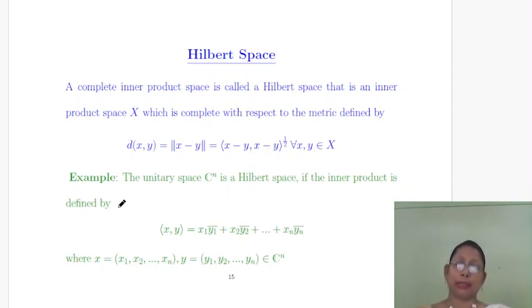Next, take an example of Hilbert space. Consider the unitary space Cn. This is a Hilbert space with respect to the inner product given by this: inner product of x comma y equal to x1 y1 conjugate plus x2 y2 conjugate plus dot dot dot xn yn conjugate, where x equal to x1, x2, dot dot dot xn and y equal to y1, y2, dot dot dot yn belong to Cn.